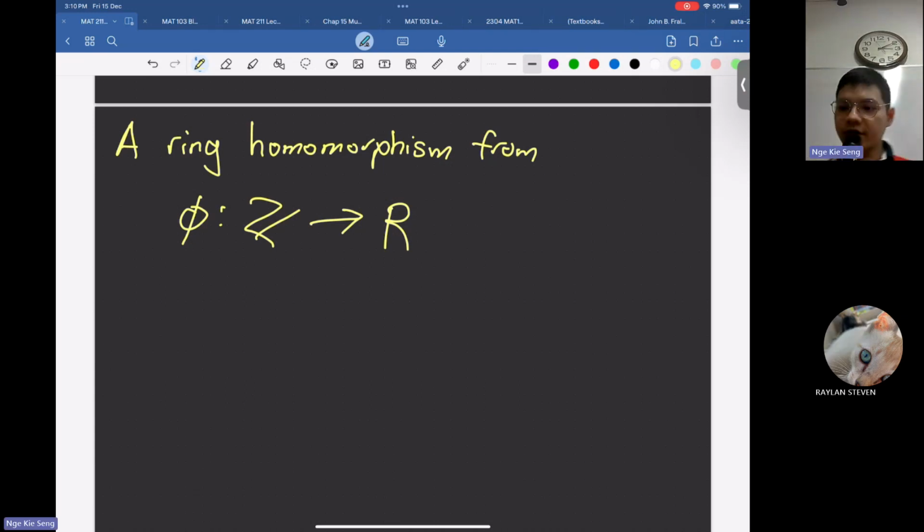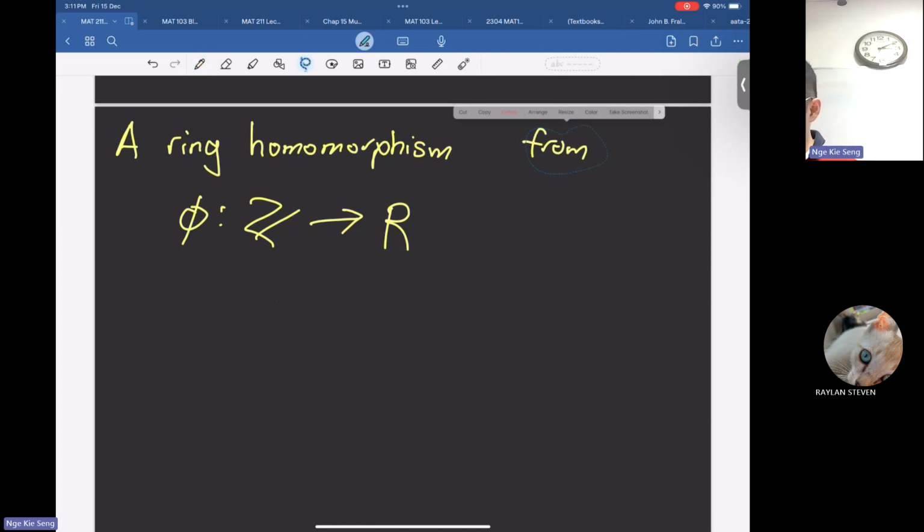Okay, let's do some warm up. Look at the ring homomorphism from the integers Z to any ring R. What kind of a map can you define?